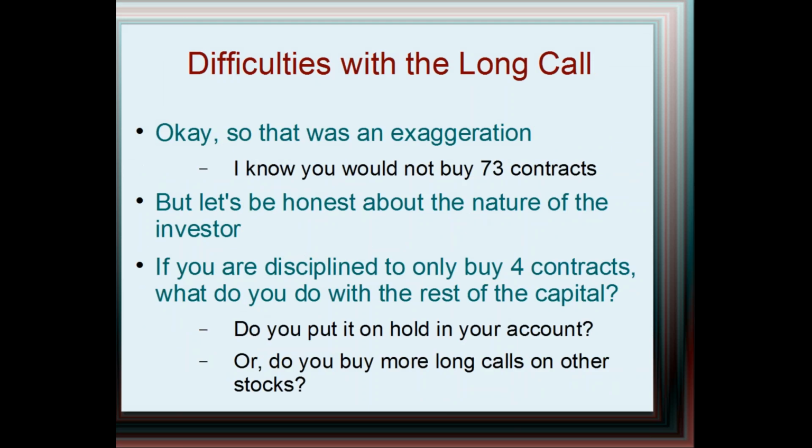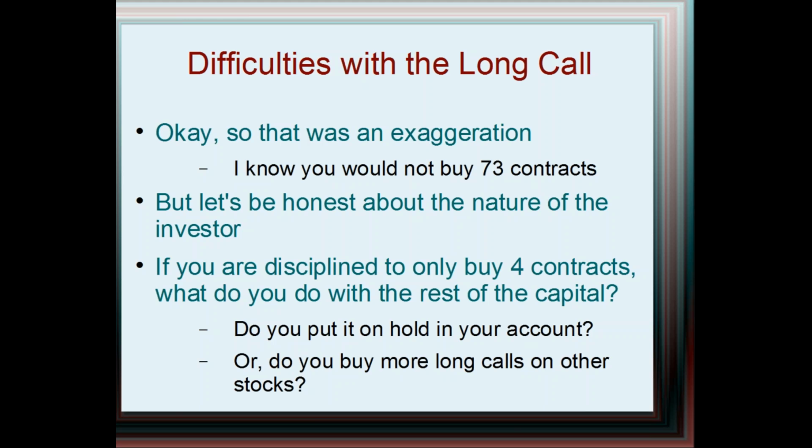But I'm exaggerating on purpose. Okay? I know you would not buy 73 contracts of this position just because you had $17,000 of free capital. But let's be honest about the nature of an investor. If you saw me open that married put, I posted it on the blog at RadioActive Trading. I sent out an email that I just opened 400 shares of this stock at $35.08 and bought 4 put contracts at $7.25. So my total cost basis was $16,000, okay?